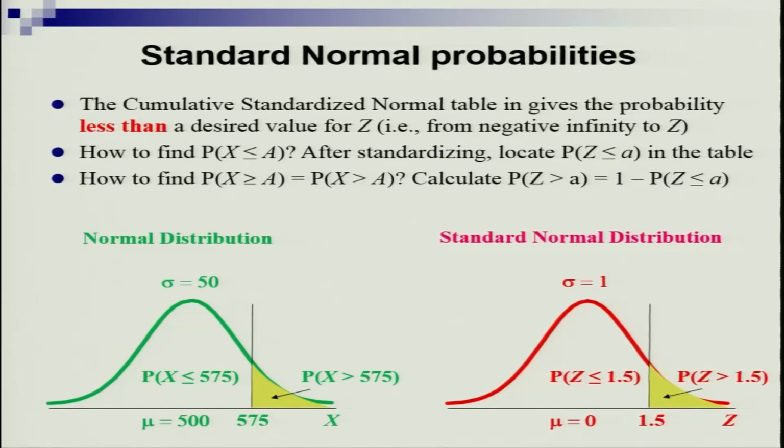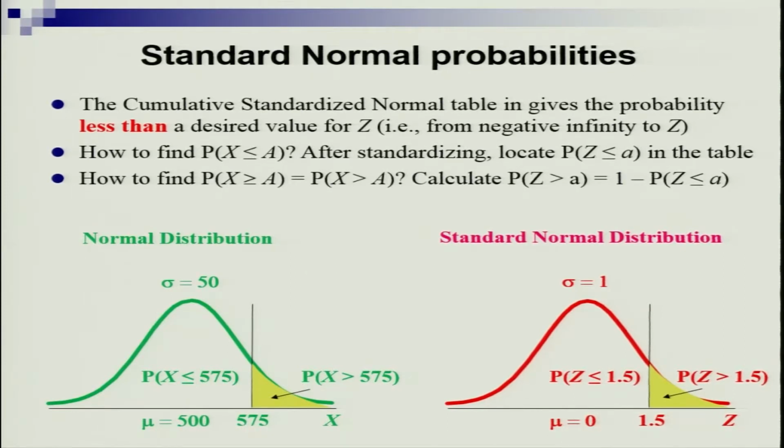So we actually have to now consult the CDF of the standard normal variable z. It gives the probability less than a desired value for the random variable z, and this z now ranges from negative infinity to a particular value, the desired value that we are talking about. So how to find a particular probability figure, say the probability that x takes a value less than or equal to capital A, an arbitrary number.